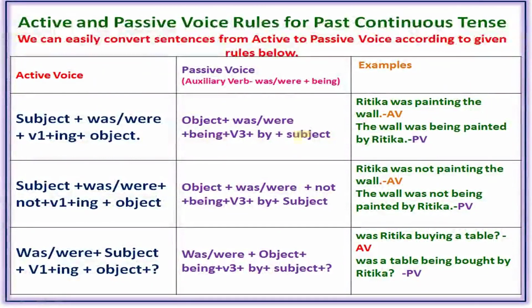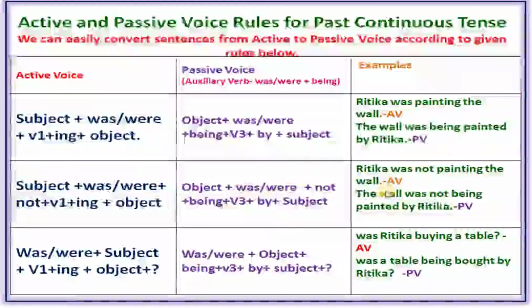According to this formula, the passive form has the object, the wall. Wall is singular, that's why I am using was as the be form. And being, according to this formula, being is a new thing. And with the verb painting, it becomes painted, plus by is compulsory, and Ritika. So that's the passive formula. The wall was being painted by Ritika. Same with negation. Ritika was not painting the wall. Same formula, only adding not. The wall was not being painted by Ritika.